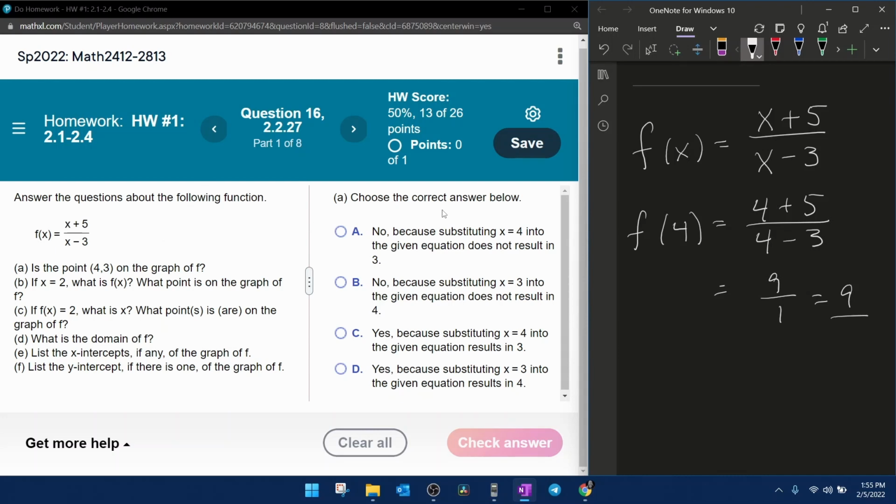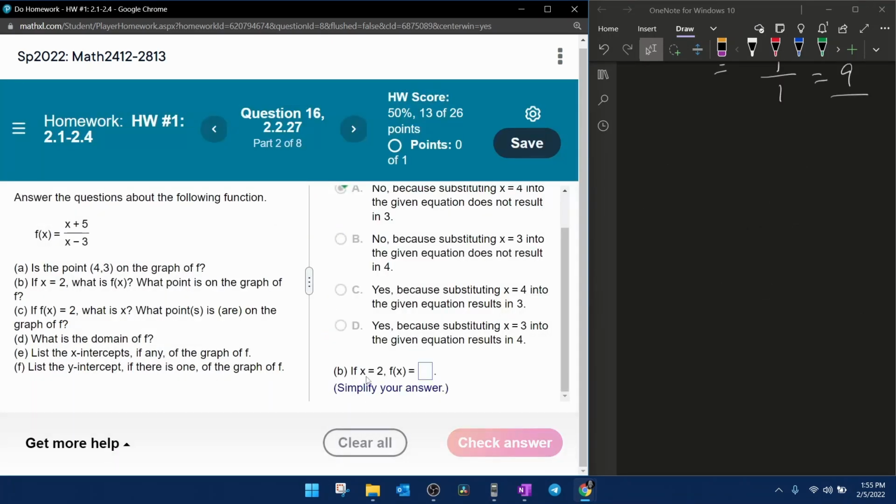But now we have to choose the correct answer below. This is obviously going to be a no. No, it's not on the graph. But there are two no choices. Is it no because substituting x equal 4 into the given equation does not result in 3? That is true. No, because substituting x equal 3, well, x was not 3, x was 4, so it can't be that option. Next, part B, it says if x is 2, what is f of x?